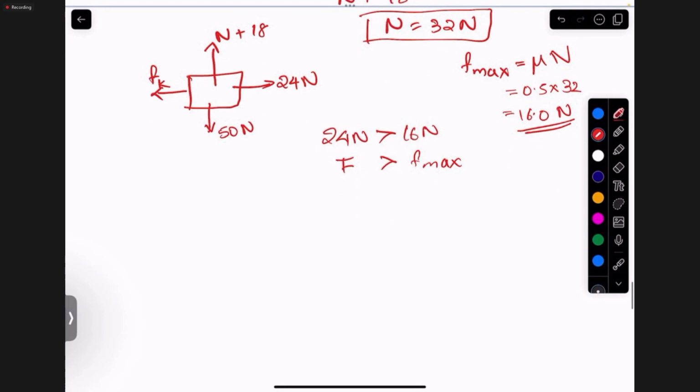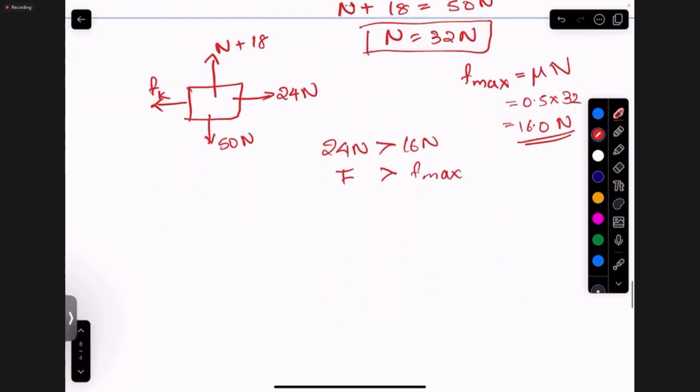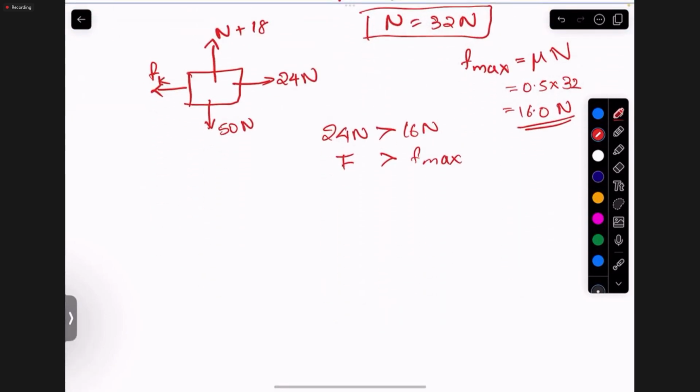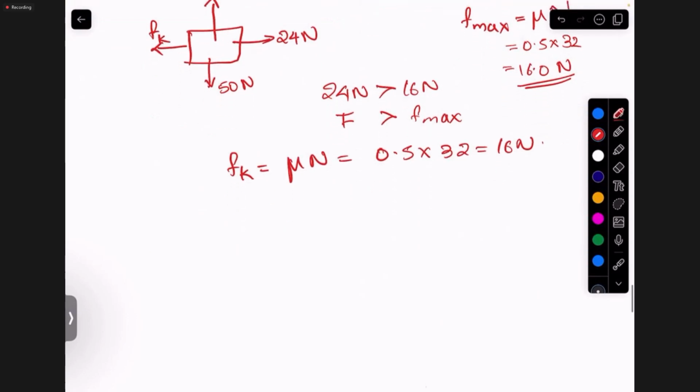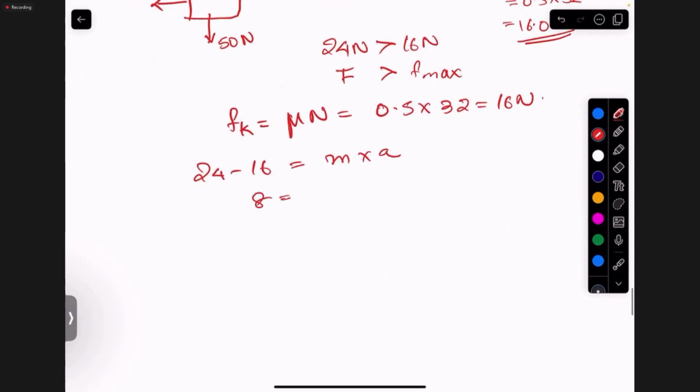Here only one mu is given. So what we will do is calculate Fk using mu N. Again, mu is 0.5, N is 32, which is equal to 16 Newton. So 16 Newton will be here. So 24 minus 16 is the net force, which is equal to mass times acceleration. 8 equal to 5a. a equal to 8 by 5 equal to 1.6 meter per second square.